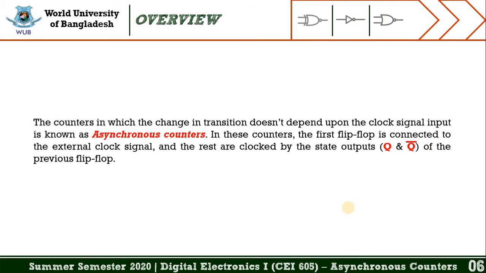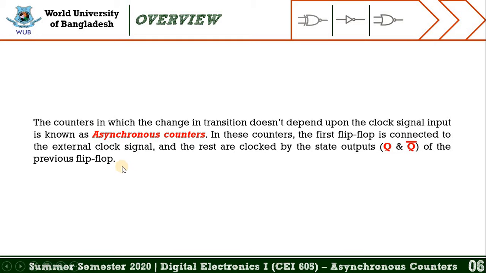Now, from this slide, we may get a general overview, or you can say get an idea about the asynchronous counter. So let's begin. The counters in which the change in transition doesn't depend upon the clock signal input are known as asynchronous counters. In these counters, the first flip-flop is connected to the external clock signal and the rest are clocked by the state outputs, symbolized by Q, or the complement of this output, symbolized by Q bar, of the previous flip-flop.